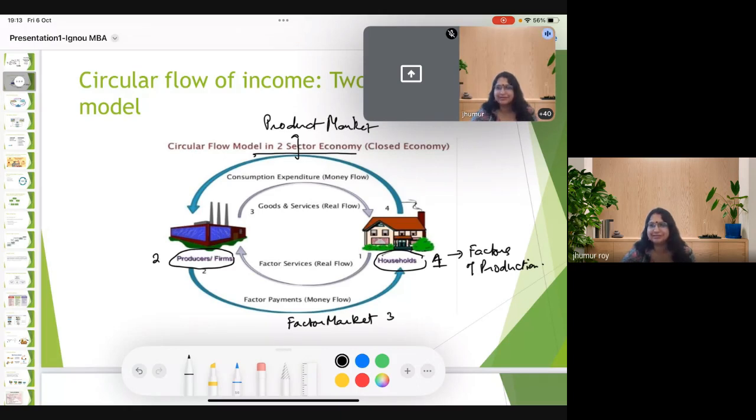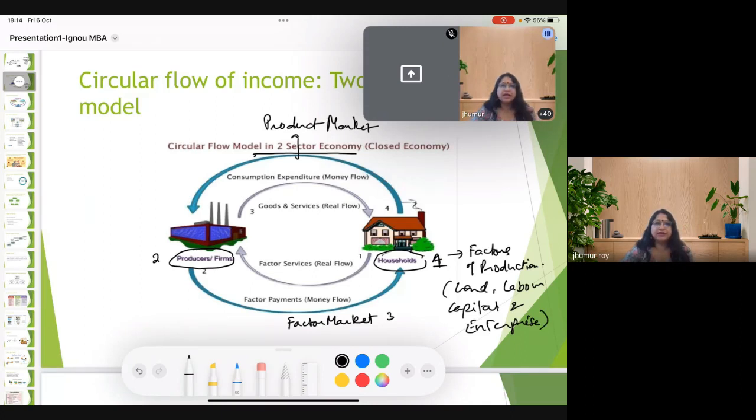Okay, land, labor, capital. Yeah. So we have over here land, labor, capital, and enterprise. Okay, or organization.